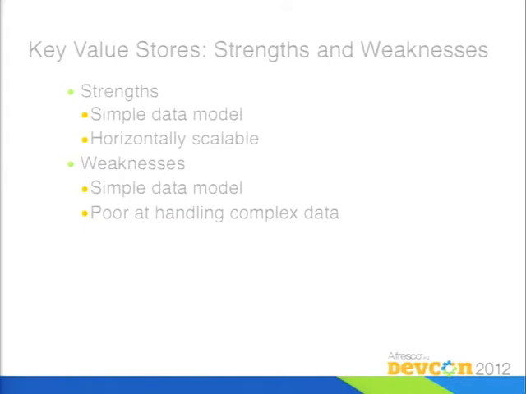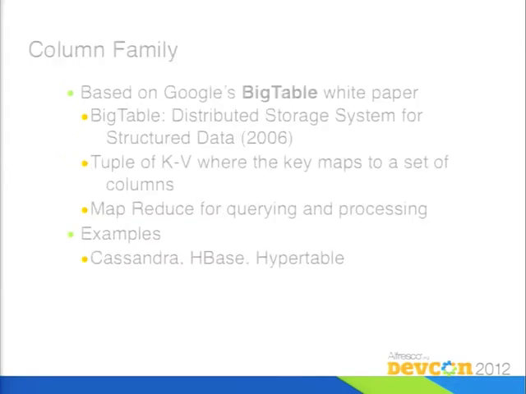Next, we come to column family stores. Examples of this are Google's Bigtable. They wrote a white paper called Distributed Storage Systems for Structured Data. It's basically a tuple of a key value where the key maps to a set of columns. So a KVVVVV store, basically. If you ever tried to program against these column family stores, it's sometimes quite complex to comprehend, so I tend to shy away from them. Examples of this are Cassandra, HBase, and Hypertable.